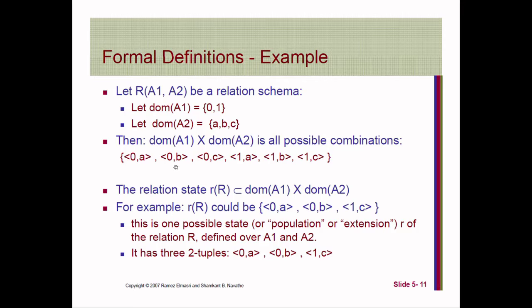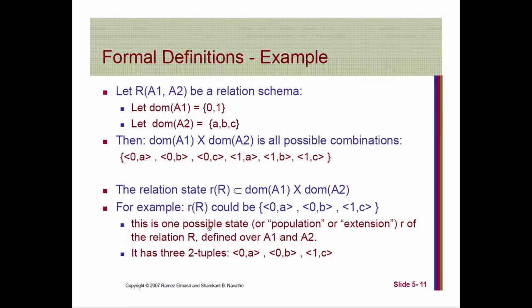Notice that each element in this set is basically a tuple value. Notice that we're using the angle bracket. So 0A, this is a tuple value. 0B, this is another tuple value, 0C, and so on. So there are six possible tuple values, and we have a set of six elements. Now, if you think about this set, any tuple value that can be inserted in the relation R must come from this set.